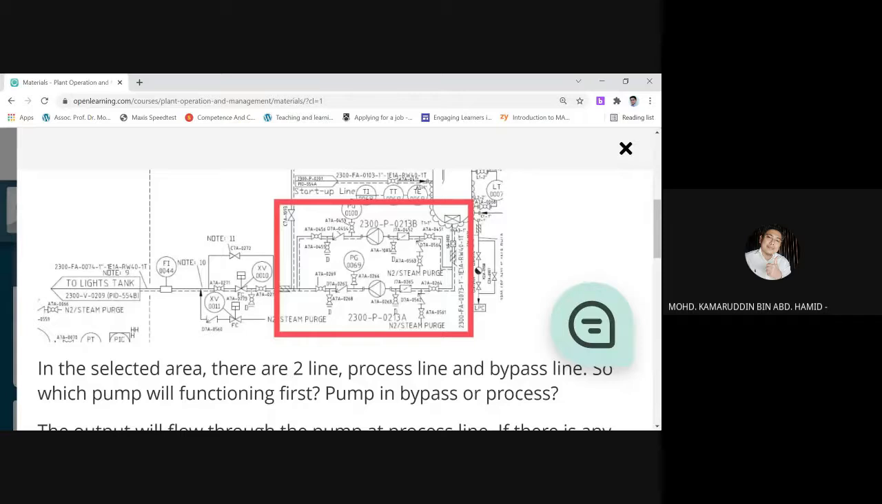Mana? Hebat. Ataupun korang tak pasti mana satu. Dua-dua akan okay, both will increase. Both pump will increase your outlet temperature. The question is which one will give you the highest outlet temperature? The one with the 75% efficiency or the one with the 50% efficiency?